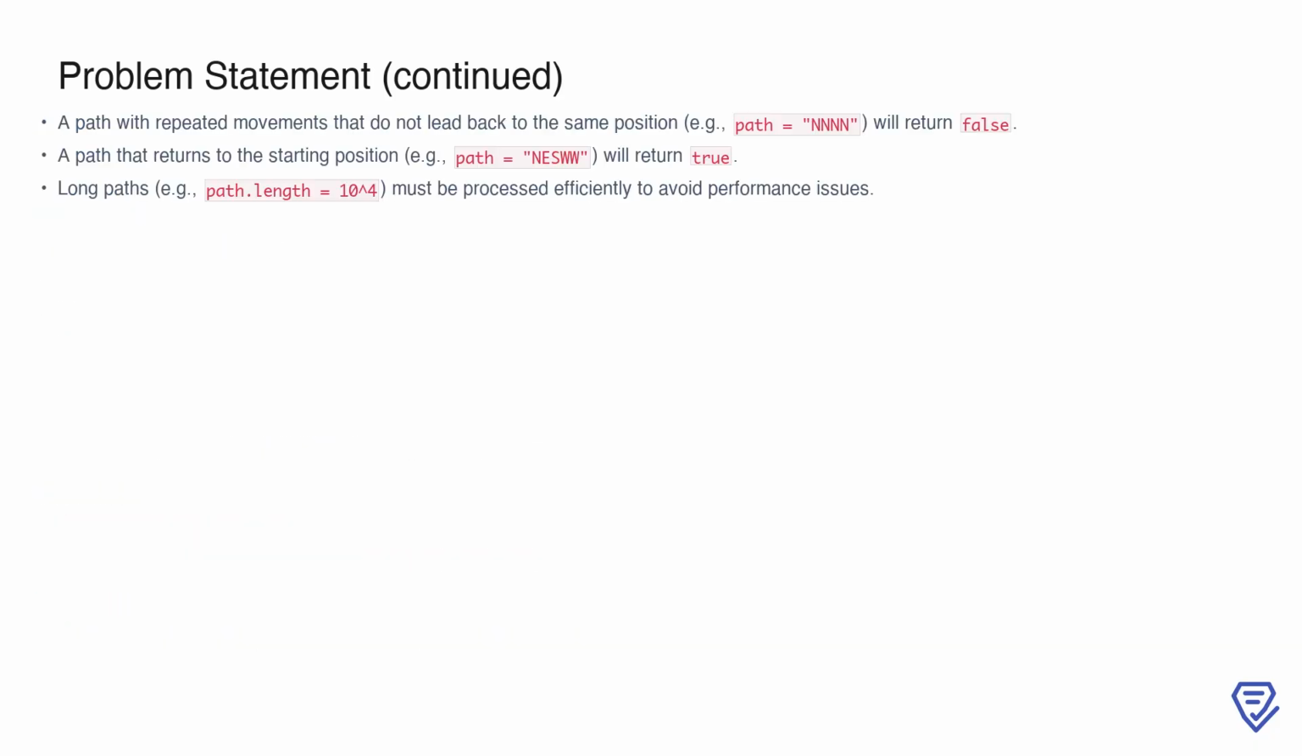Finally, let's consider some important edge cases and constraints. A path with only one step, such as path equals N, will never cross itself because there are no repeated positions. Similarly, a path with repeated movements that do not lead back to a previously visited position, for example, path equals NNNN, will also return false. However, if the path returns to the starting position, such as in path equals NESWW, the output will be true because a crossing occurs. Additionally, because the path length can go up to 10,000, the solution must be efficient to handle these long inputs without performance issues. Efficient handling of such cases is critical for solving this problem within the constraints.